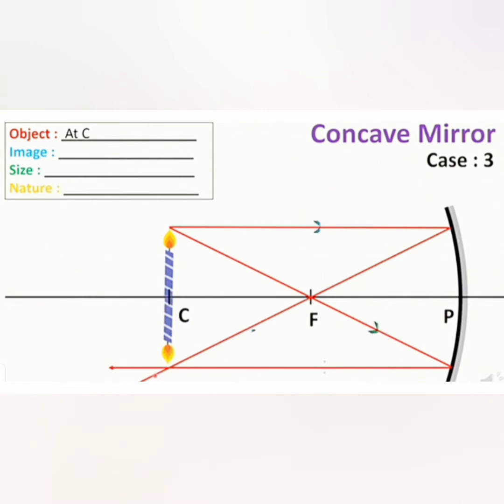When both of the reflected rays intersect each other under C, that means under the center of curvature, as it is below the principal axis, the image is inverted and the size will be equal to the object. So the image is at C. The size of the image is the same as the object and the nature is real and inverted.